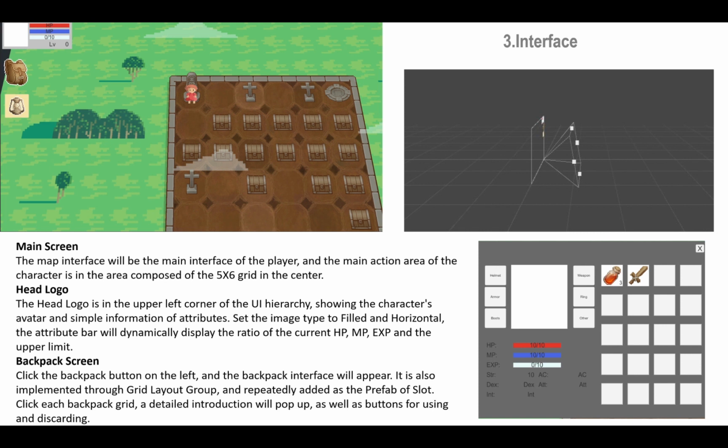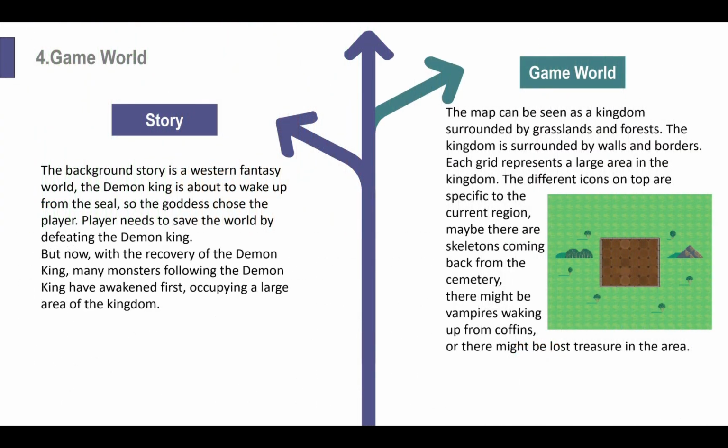The health bar is in the upper left corner of the UI, showing the character's attributes. I set the image type to filled and horizontal, so the attribute bar will dynamically display the ratio of the current attributes. Click each backpack slot. A detailed instruction will pop up, as well as buttons for using and discarding.